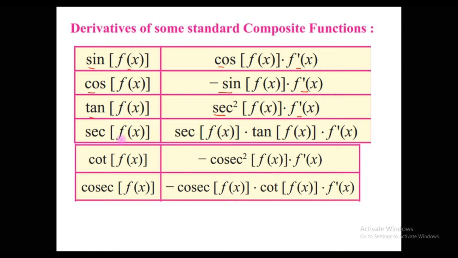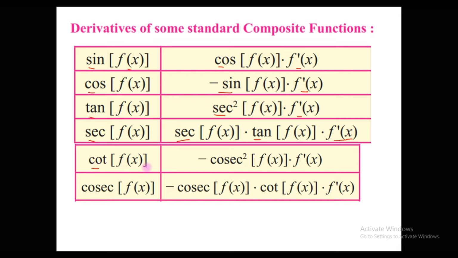Why are we multiplying it by f dash of x? Because f of x is the inner function and tan x is the outer function. Sec of x, the derivative is sec into tan. See, look at this inner part. The inner part is the same, f of x, and this is f of x, but we are multiplying the whole term by f dash of x.